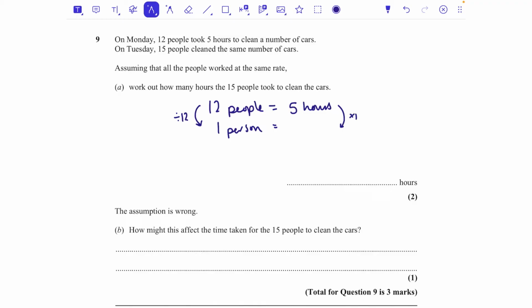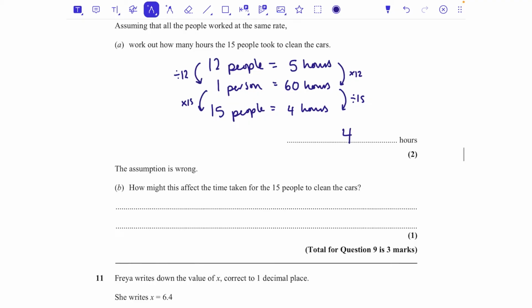So if we divide the number of people by 12, we need to times the amount of time by 12. So 5 times 12, it would have taken 60 hours for one person to do the same number of cars. On Tuesday, we've got 15 people. So we've now multiplied the number of people by 15, in which case we would be able to divide the amount of time taken by 15. 60 divided by 15 is 4 hours. So it would take 4 hours if there were 15 people like there were on Tuesday.